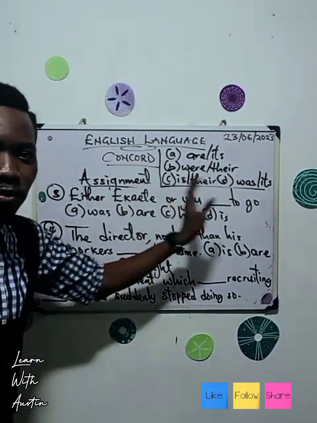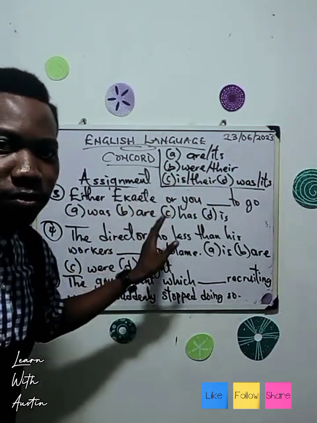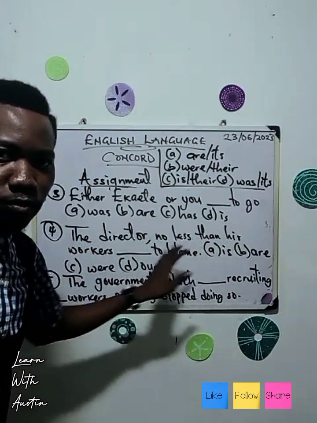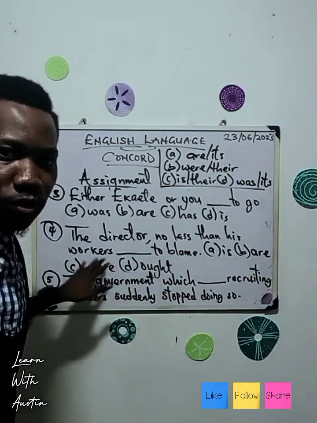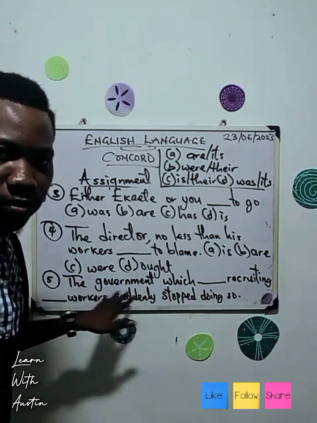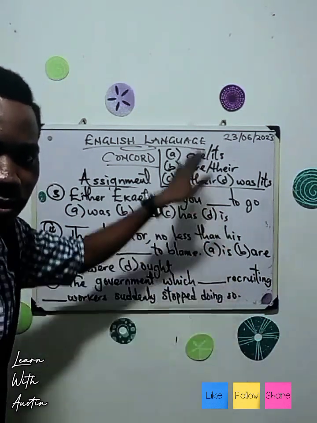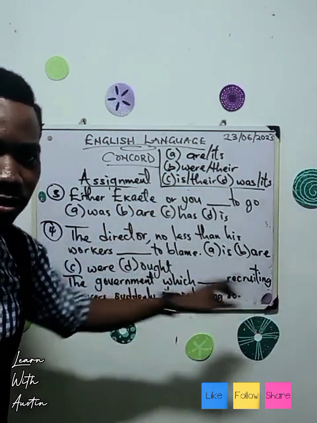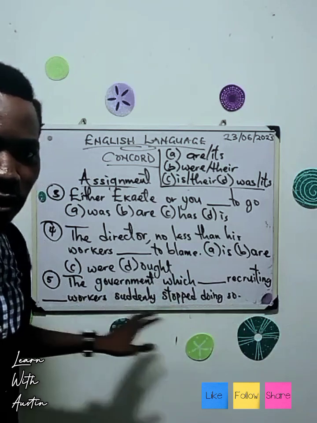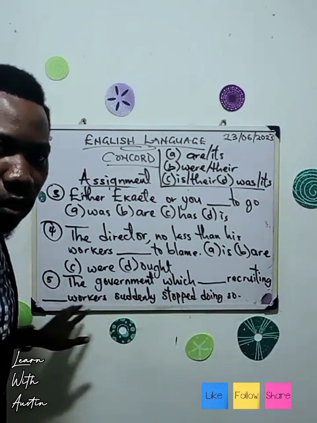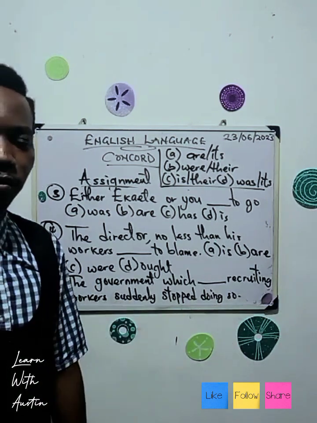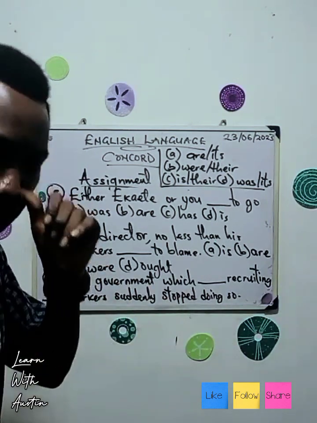Either Ekaite or you dash to go: was to go, had to go, has to go, is to go. The director, no less than his workers, dash to blame: is to blame, are to blame, were to blame, all to blame. The government, which dash recruiting dash workers, suddenly stopped doing so: are recruiting its workers, or were recruiting their workers, or is recruiting their workers, or was recruiting its workers. Let's write fast.